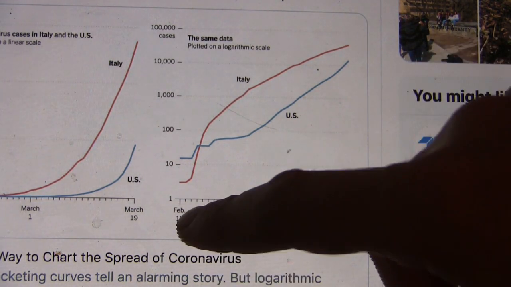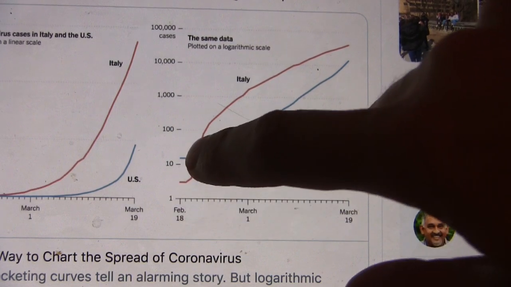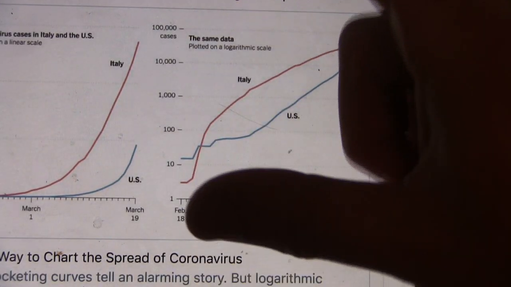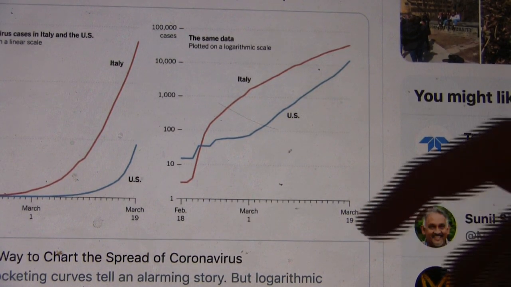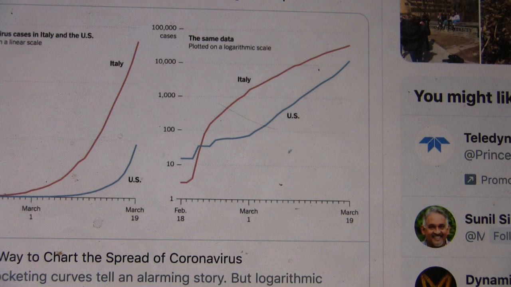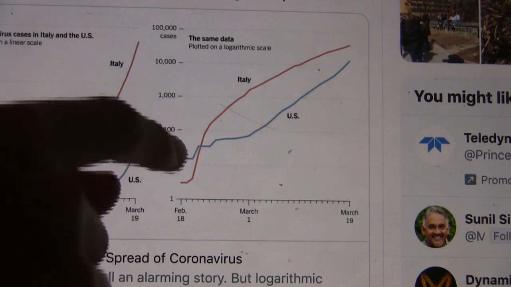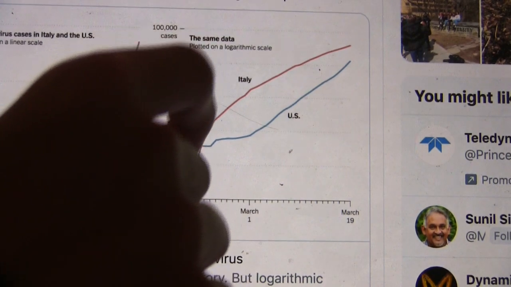But now I do the logarithm of it, and you can see that the y-axis now goes from 1 to 10 to 100 to 1,000 to 10,000 to 100,000. So it's that smushed axis that we were talking about in the last video. And now, tell me what you see with Italy and the US here. So Italy seems to start out very small and then jumps very, very quickly.